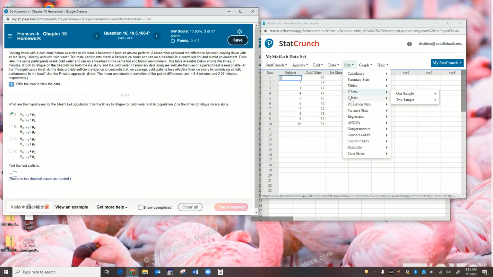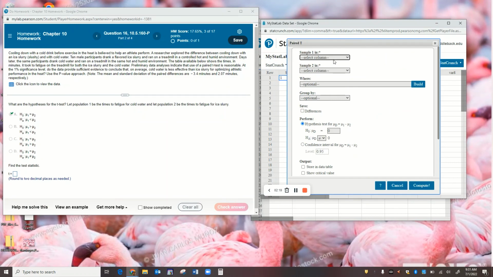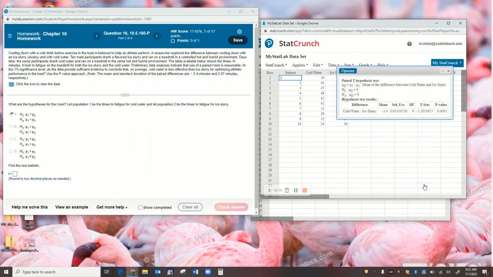So go stats, t-stats, hop on over to paired. Yes, look at that. And then sample 1 is cold water. Sample 2 is ice slurry. And then hypothesis test is that mu sub d, the difference, would be less than 0. Remember, mu sub d is mu1 minus mu2. That's pretty much it. Compute, please.